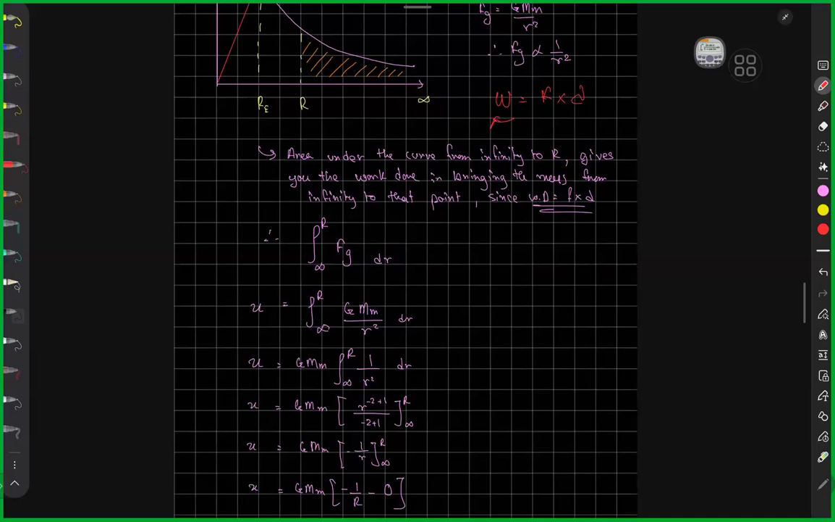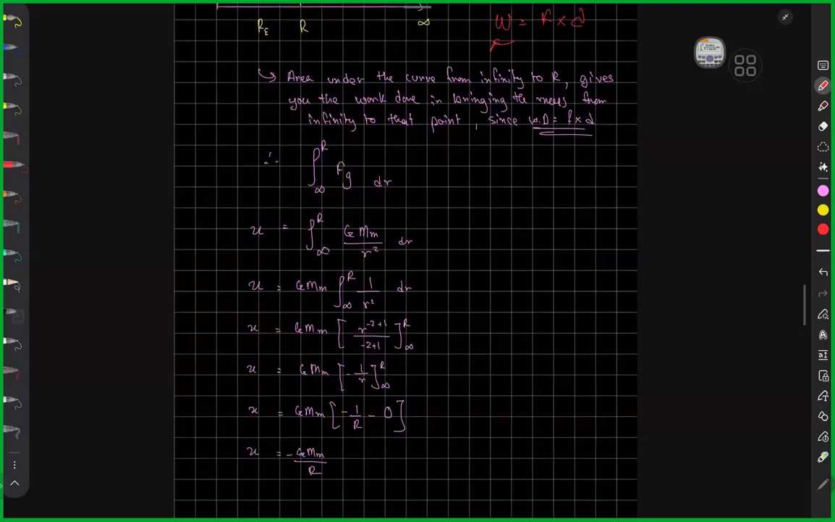This is how integration takes place. Okay, I'm not going to explain the calculus over here. Hopefully you guys remember from pure maths. Now, GMm is a constant. Can I take it out of the integral? Yes, my friend, I can. And I took the GMm out of the integral.